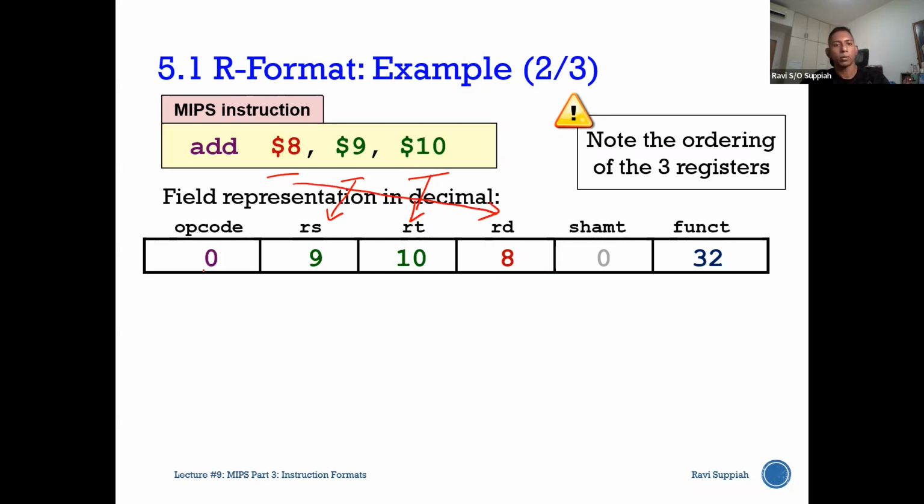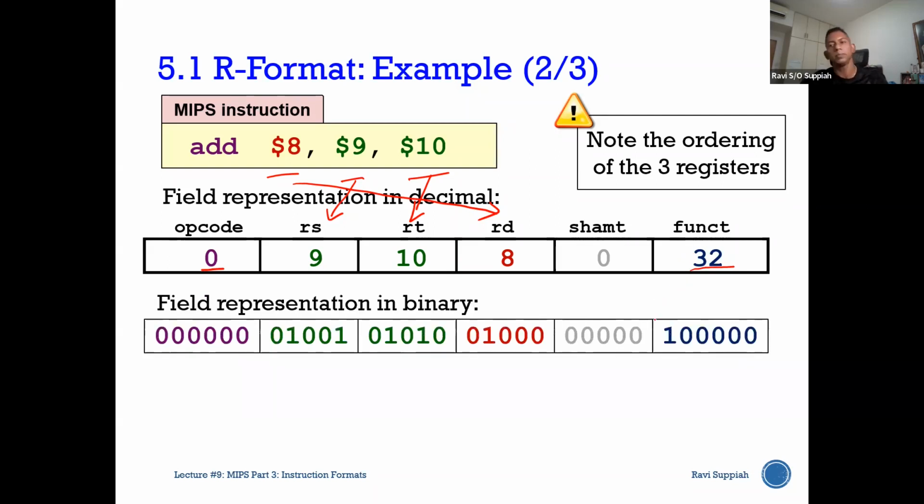Okay, and then we have the opcode and then the function field. Now this function field here is 32. I will show you in a while how we get 32. But right now, once you get the various numbers in, you can convert them to binary. You just have to convert to the equal number of bits. So this is 6 bits, 5 bits, 5 bits, 5 bits, 5 bits, and 6 bits. So you can convert each of them to the equivalent binary value.